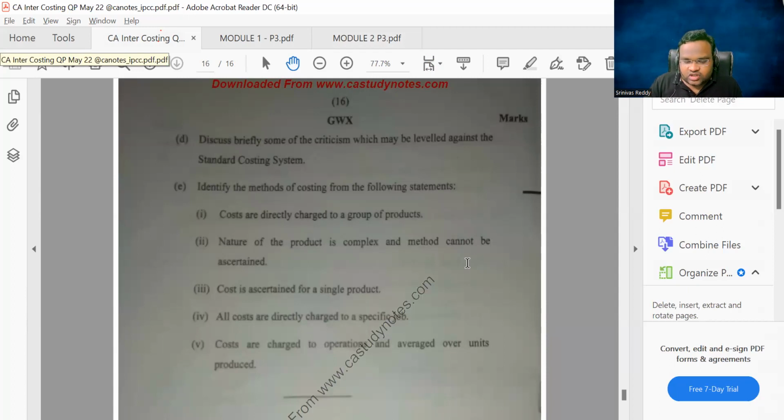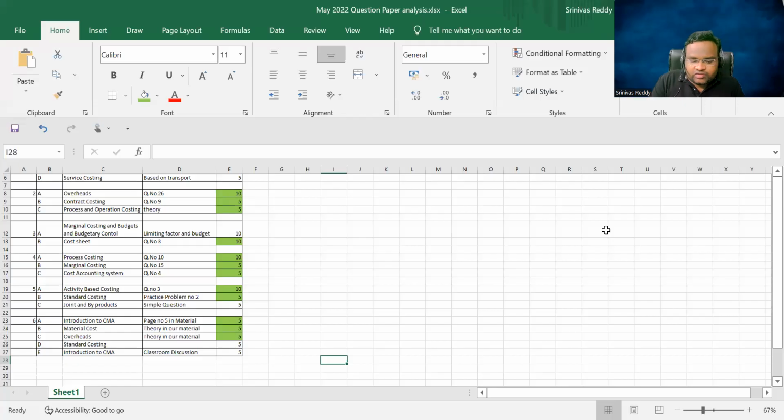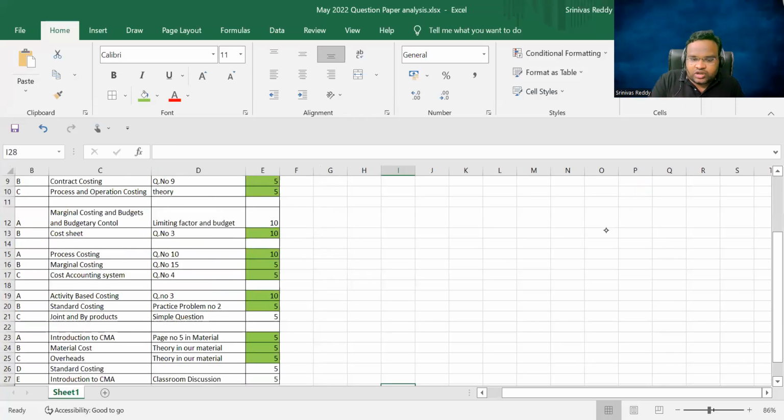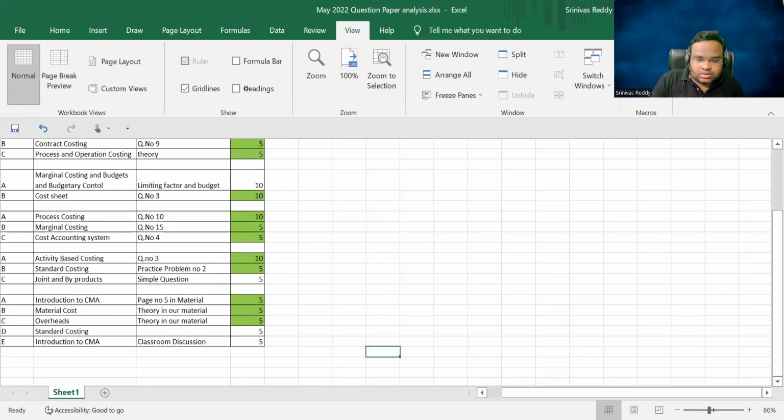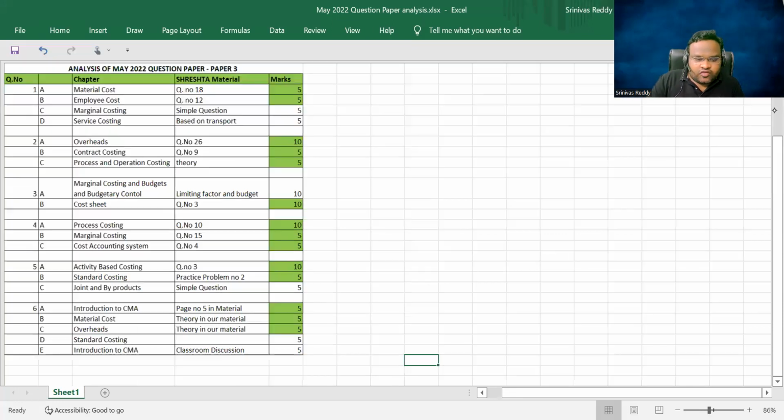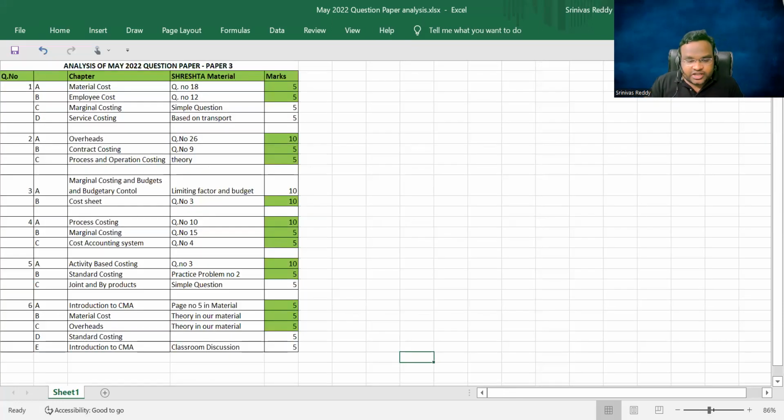The last question is of finding out different methods. Identify the methods of costing. Costs are directly charged to a group of products. Nature of the product is complex and the method cannot be ascertained. Cost is ascertained for a single product. All costs are directly charged to a specific job. Costs are charged to operations and averaged over units produced. So different methods of costing, they have asked this question. This question also is based on classroom discussion. Whatever is there exactly from our material, that is only what we are trying to claim from our Shrestha material.